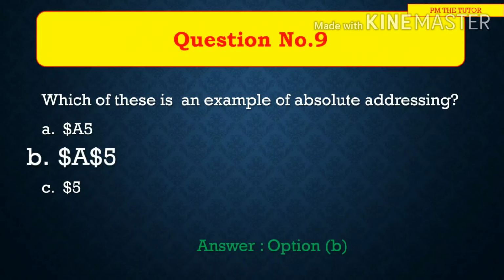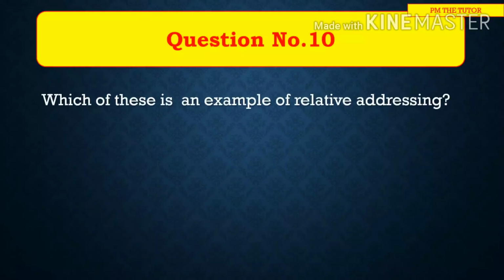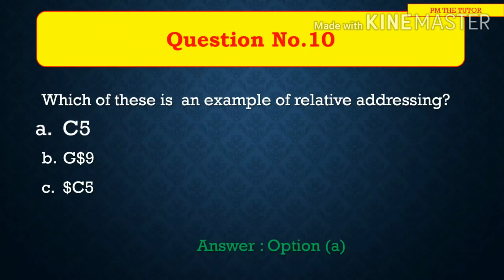Next, question number 10. Which of these is an example of relative addressing? Options are C5, G$9, $C5. Right option is option A, that is C5.